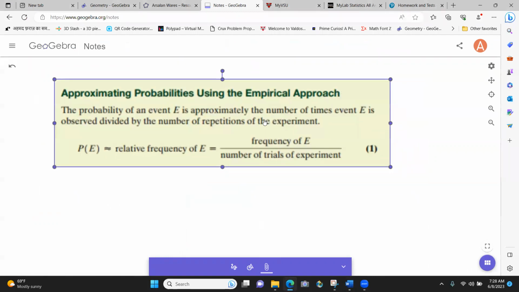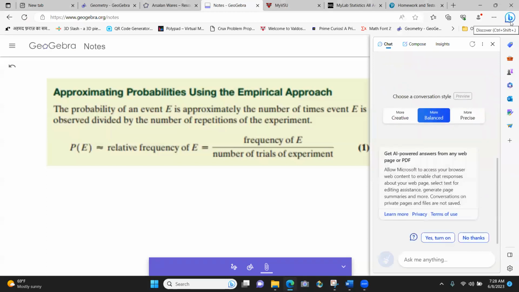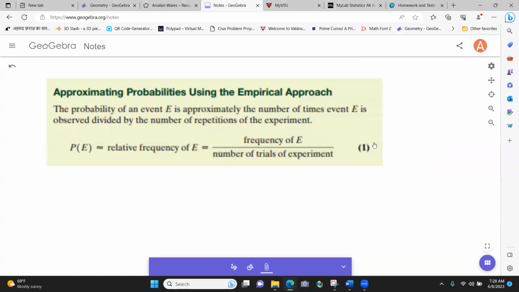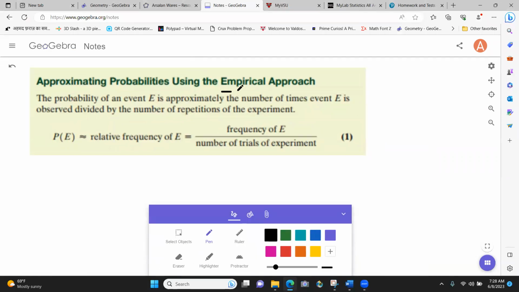Okay, so this is interesting, and you do want to understand it. When we find probabilities, we really have two approaches. One is called empirical. You can see it here, empirical approach. The other one is called classical approach. Okay, so let's talk about the empirical approach. Sometimes in the real world, we don't have a die. You don't have a die, you don't have a coin.